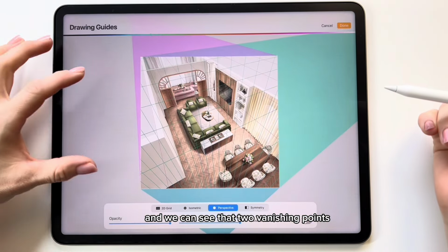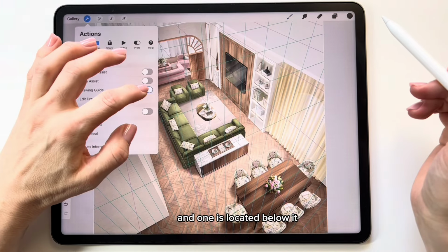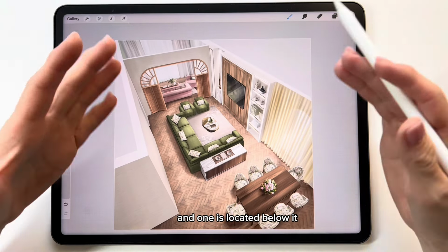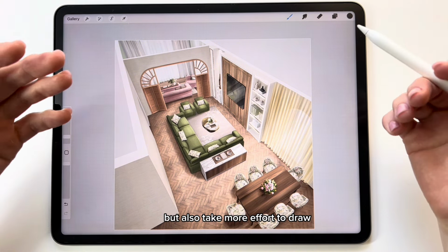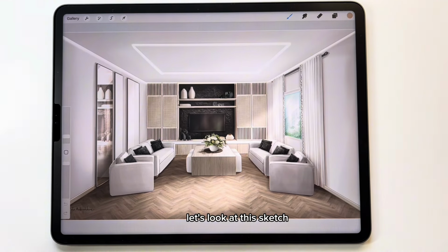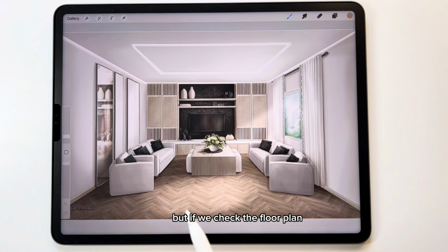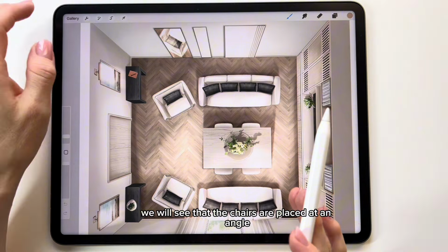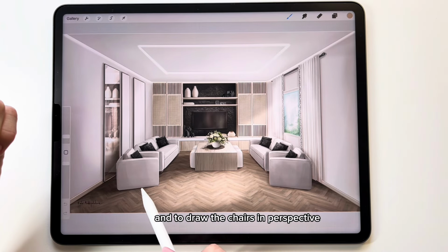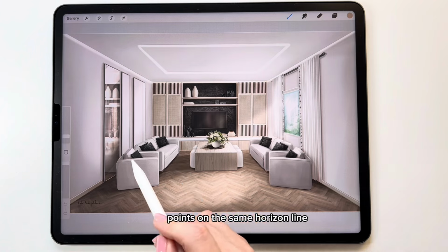And we can see that 2 vanishing points lie on the same line, the horizon line, and one is located below it. Such angles are interesting but also take more effort to draw. Let's look at this sketch. It seems to be drawn in one-point perspective, but if we check the floor plan, we will see that the chairs are placed at an angle. And to draw the chairs in perspective, we need to set new vanishing points on the same horizon line.